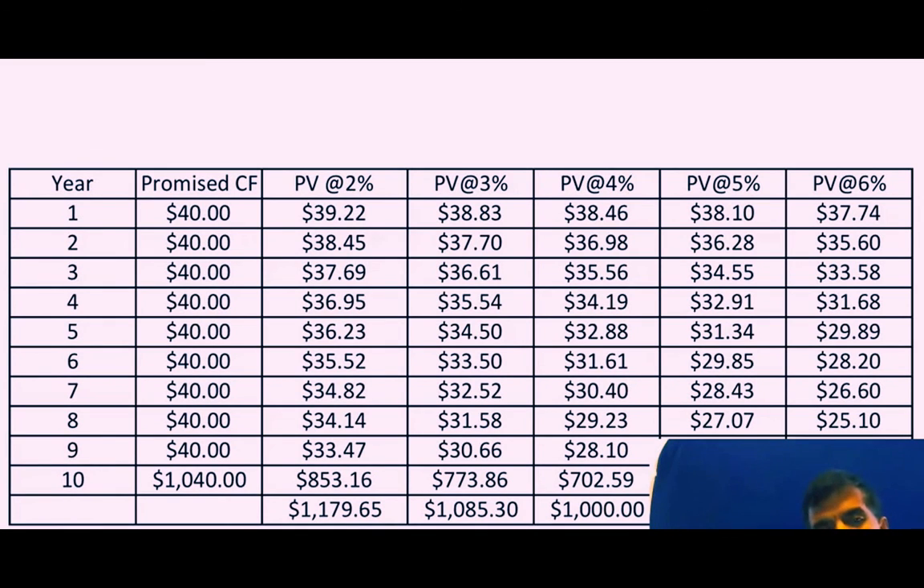So if you look at the second column in the table, you'll actually see my promised cash flows of $40 every year for the next 9 years. In the 10th year, you get the $40 plus the face value back. Here's what I've done.